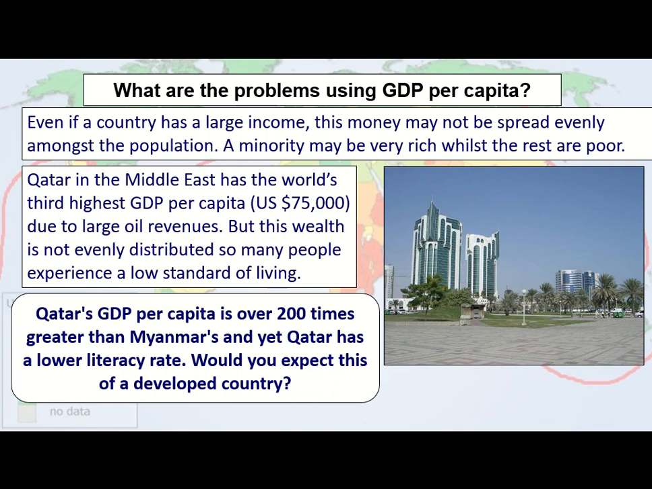And again, to illustrate that, although Qatar's GDP per person is over 200 times greater than a country called Myanmar, Qatar's got a lower literacy rate than Myanmar. So Myanmar is 200 times less wealthy per person than Qatar, and yet it's got more people that can read and write. So money isn't necessarily the best indicator of development, because development, remember, includes more than one thing. Alright, so if you haven't got all the notes there, please feel free to pause the screen. I'm going to crack on.